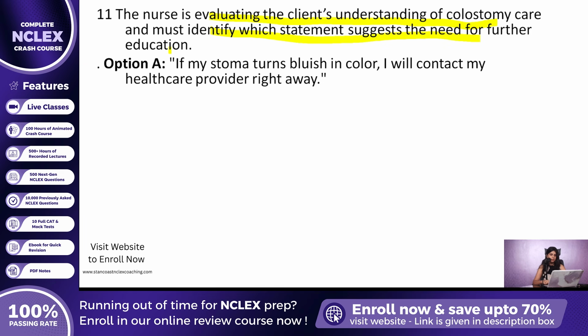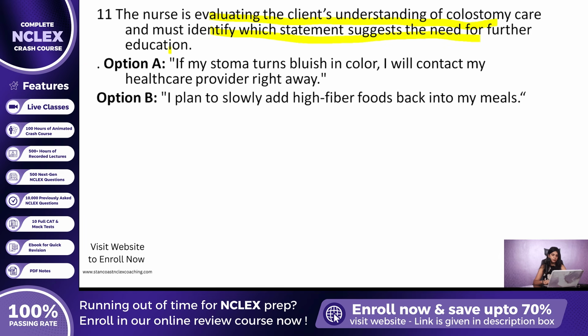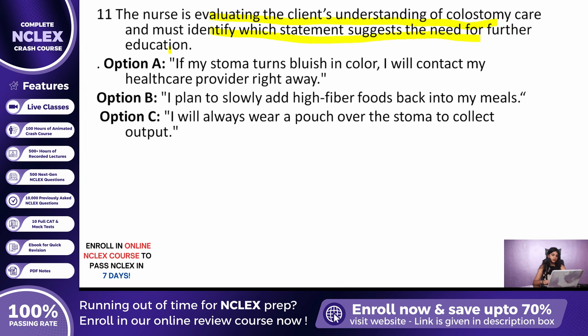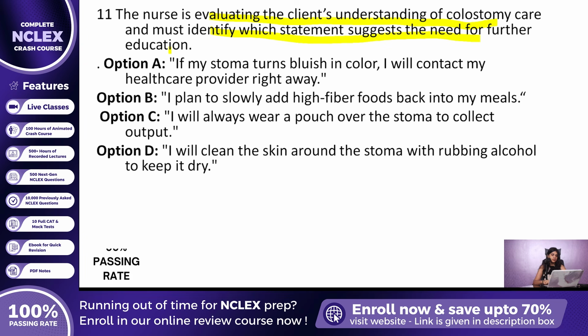Option B. I plan to slowly add high-fiber foods back into my meals. Option C. I will always wear a pouch over the stoma to collect output. Option D. I will clean the skin around the stoma with rubbing alcohol to keep it dry. The correct answer is Option D. I will clean the skin around the stoma with rubbing alcohol to keep it dry.